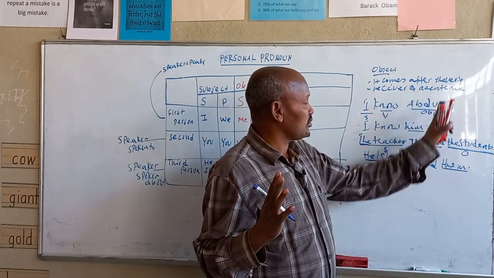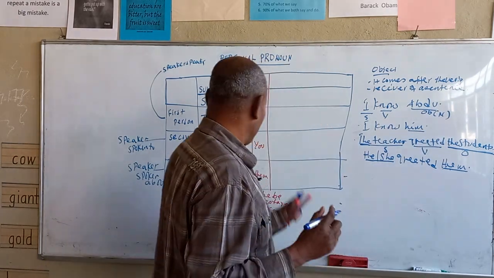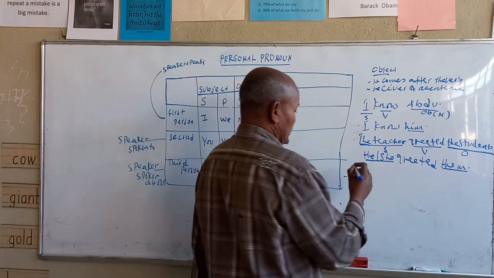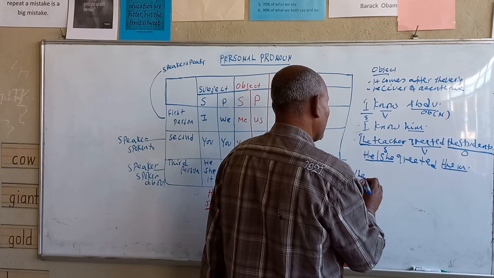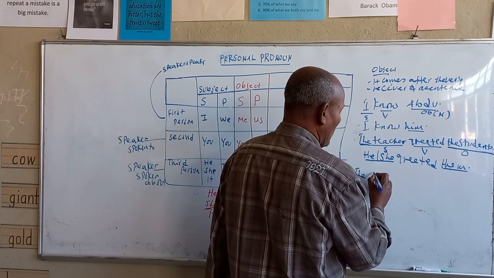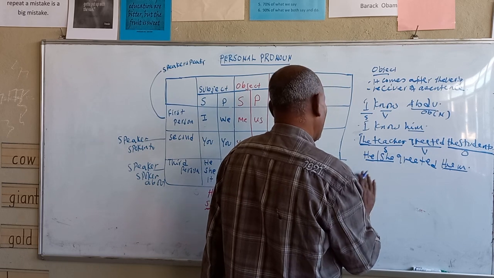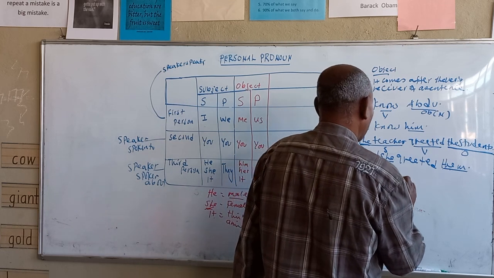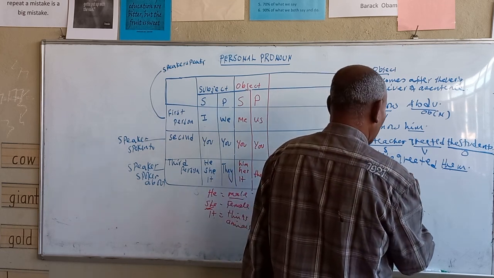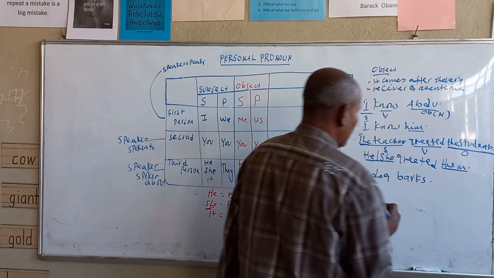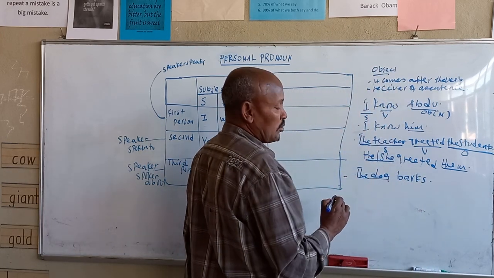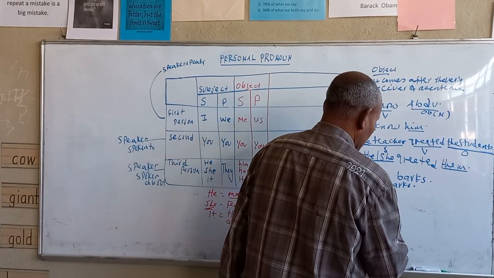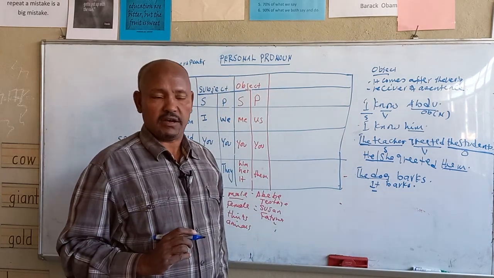Look at the different uses of these objective cases. The other very important example that I want to give you is the dog barks. Here, the dog is a noun phrase, which is called the subject. So I can substitute here: it barks.